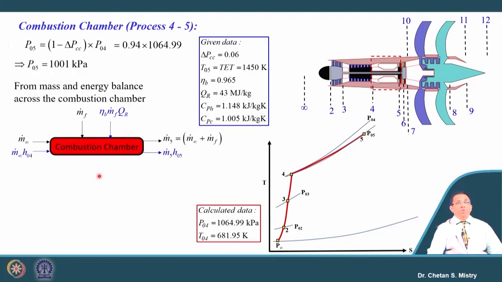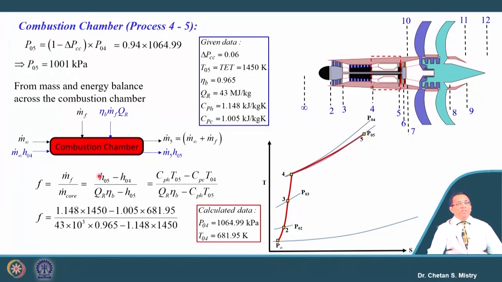Now, in order to raise the temperature as per our expectation, in terms of 40-50 Kelvin, we need to add fuel in the combustion chamber. To calculate the amount of fuel we need to add, or the fuel air ratio, we can use the energy balance for the combustion chamber. Here in this case we can write down the equation.